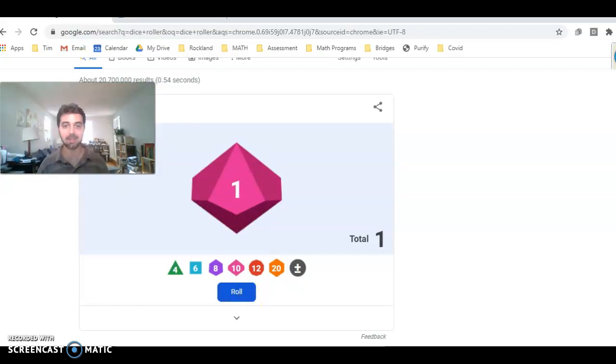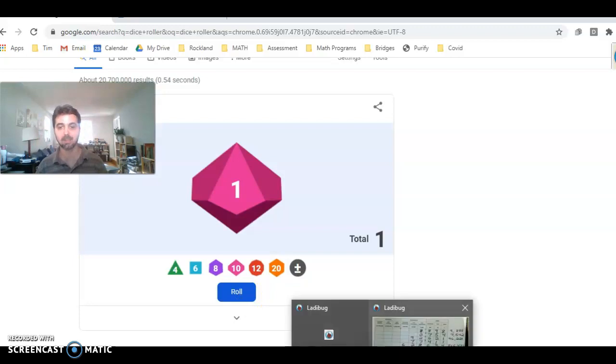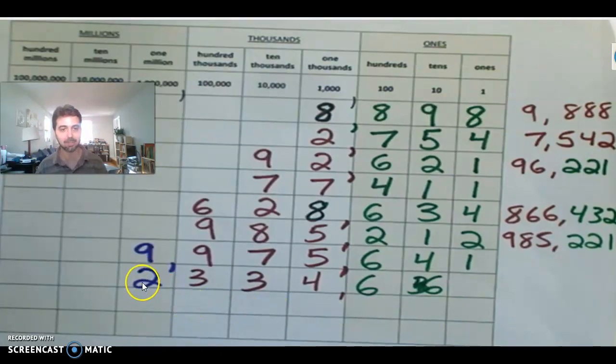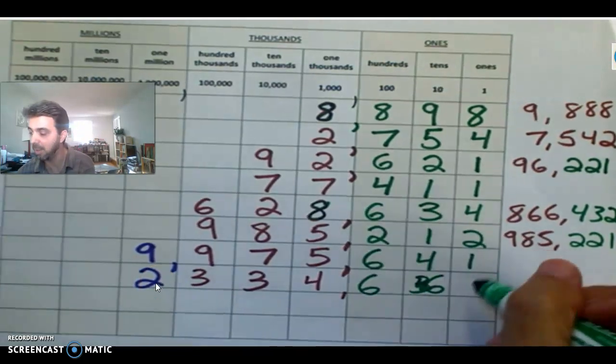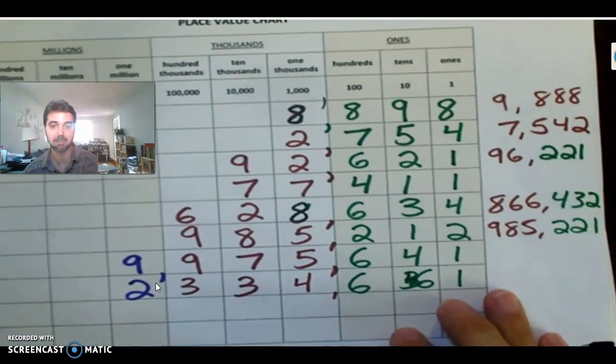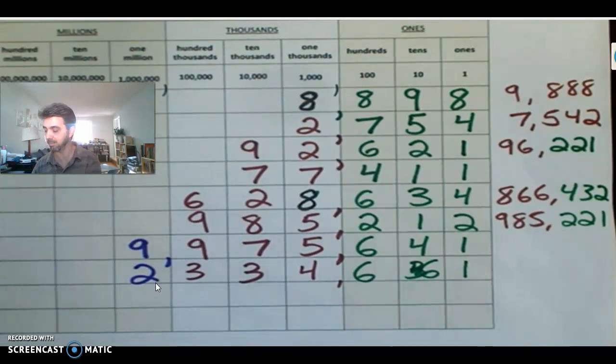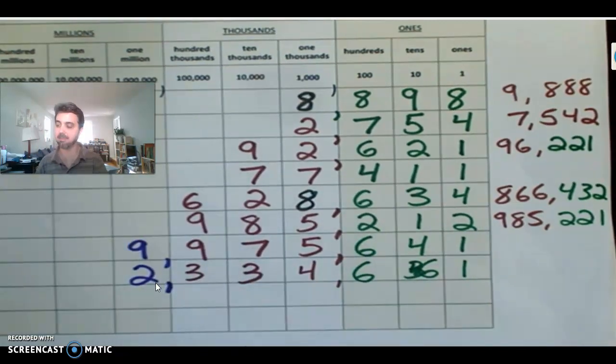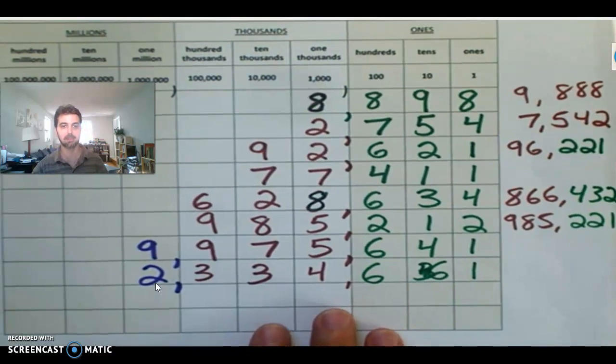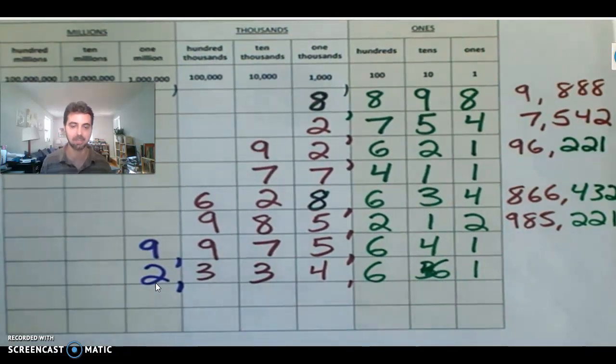So that last one was a 1. If you still had your millions place open, then you could have put the 1 there and you would have maybe the smallest number. So I did not make the smallest number, but I did make a number. What number did I make? Can you read aloud to yourself?